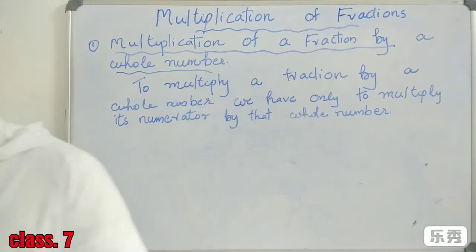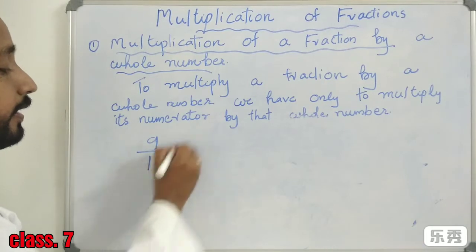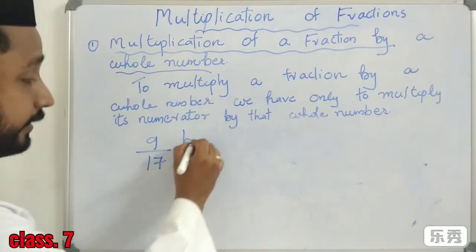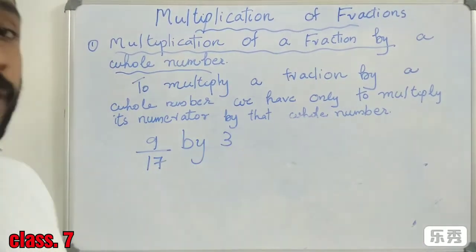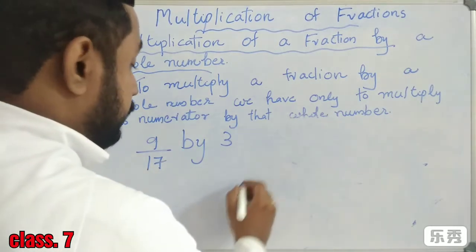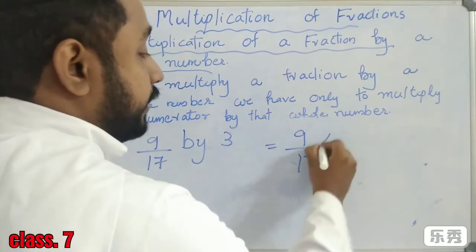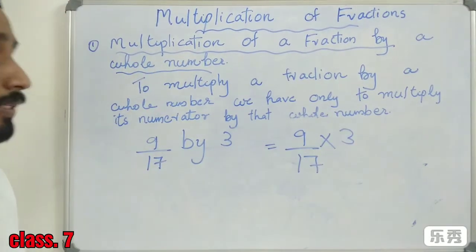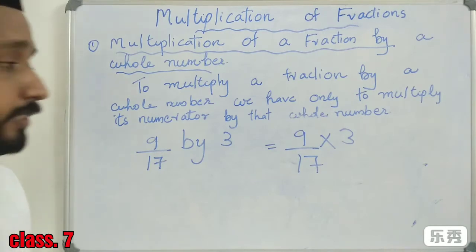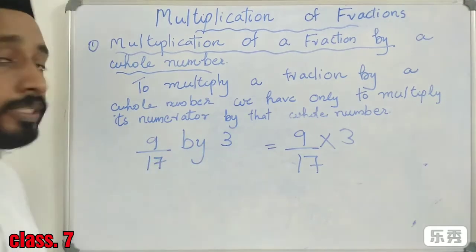First problem is to multiply 9 by 17 by 3. We have to multiply 9 by 17 with 3, which is equal to 9 by 17 into 3, isn't it? Which means you have to multiply. Here 3 is a whole number. 9 by 17 is a fraction.